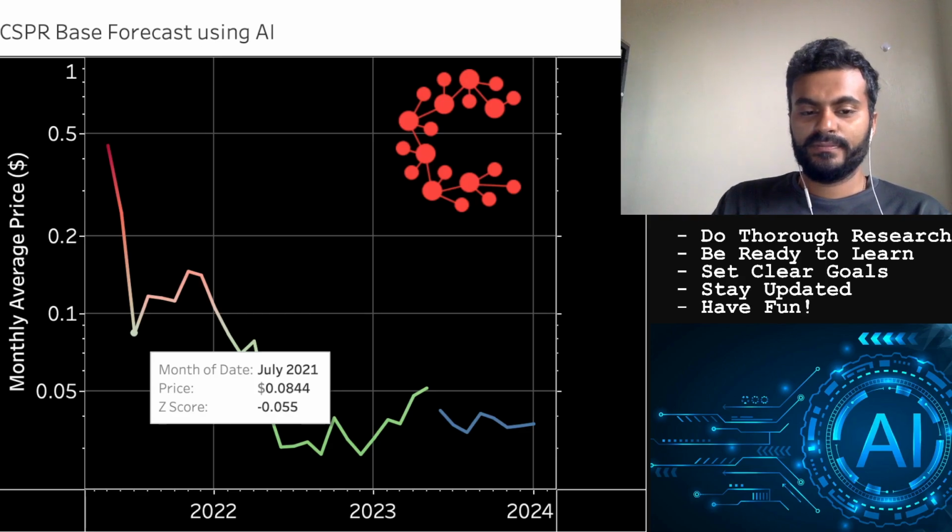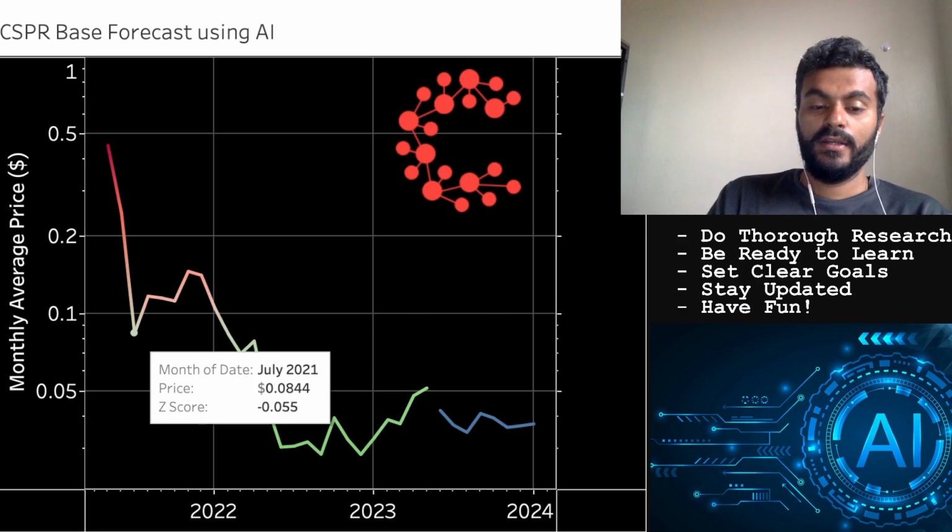For the entire time series, the average price is around 8 cents, and the average price for July of 2021 was around 8.5 cents. That's why the z-score was very close to zero, because if you subtract 8.4 cents from 8.5 cents, you would get a slightly lower numerator, and if you divide that numerator by a larger standard deviation, you will get a relatively low z-score. That's how these z-scores are calculated.